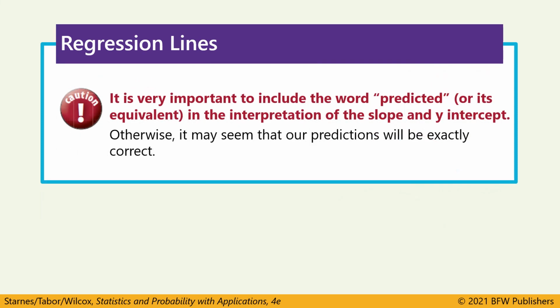It's really important to include the word predicted or expected or some equivalent in the interpretation for both the slope and y-intercept. Because when we think about that line of best fit, that red line that went through these scatter plots, none of the points lie on that line. So it's not going to give us an exact prediction. It's just going to give us in the realm, and the real life data will vary around that.